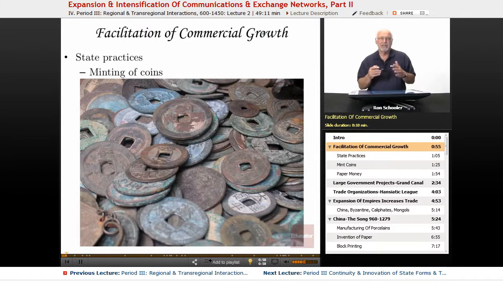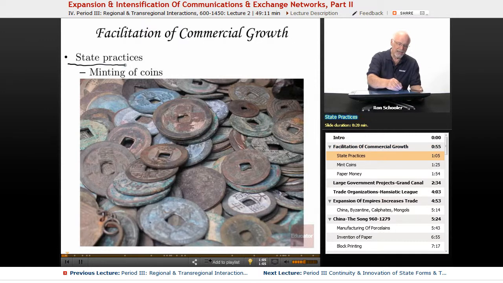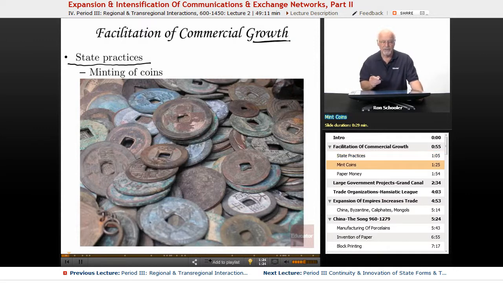And so how is this growth facilitated? Well, one of the ways is with state practices. That means the governments of these empires do things to facilitate commercial growth. The idea, remember, is we're centering in on growth. So one of the ways they do this is that the state can mint coins.